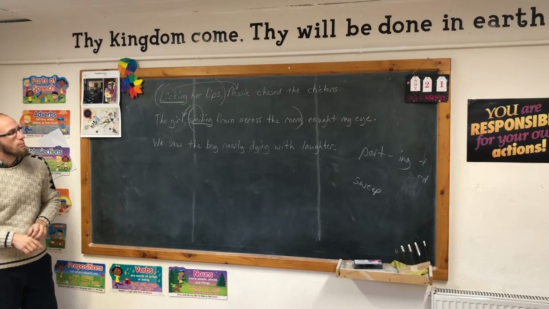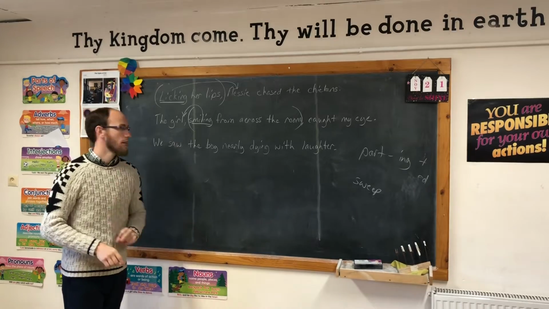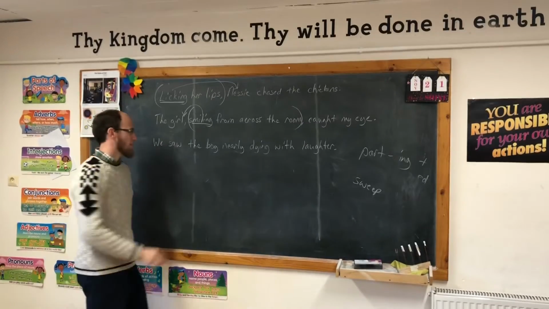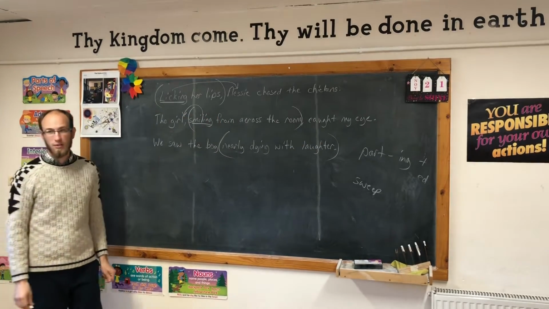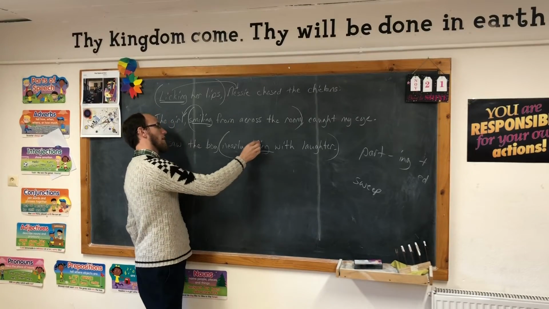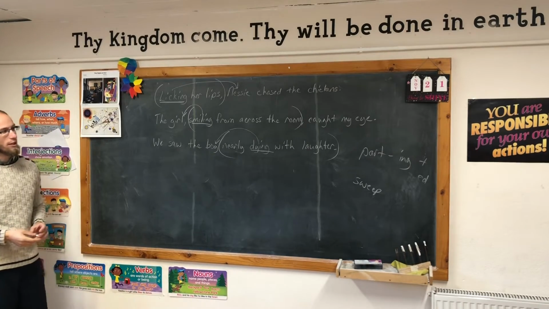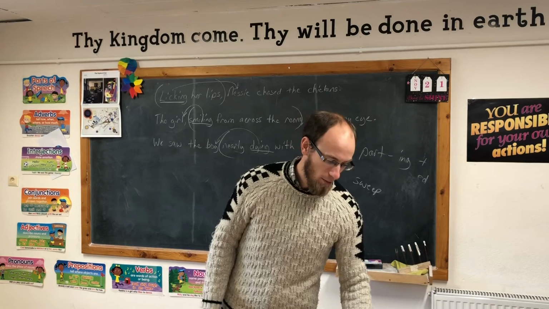We saw the boy nearly dying with laughter. Dying with laughter? Yeah, that's a tricky one. Nearly dying with laughter. And what's the participle? Dying. And what does it modify? Boy. It always will modify the word that comes right before it because it's an adjective.